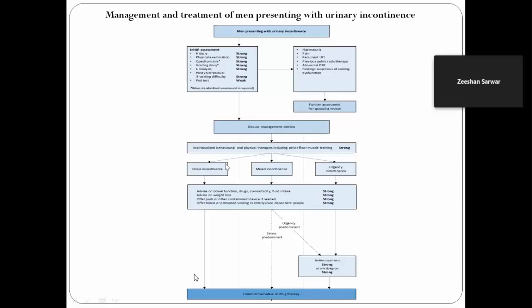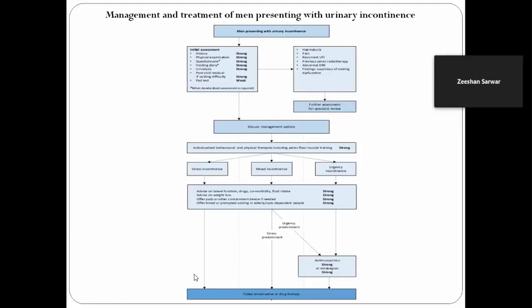After that, the patient is categorized into stress, mixed, and urge incontinence. And advice is given on bowel function, review of drugs and comorbidity, and fluid intake. The patient is advised to lose weight and opt for pads and other containment devices if needed. Offer timed or prompted voiding for care-dependent patients. And in urge incontinence, an anti-muscarinic agent is advised.